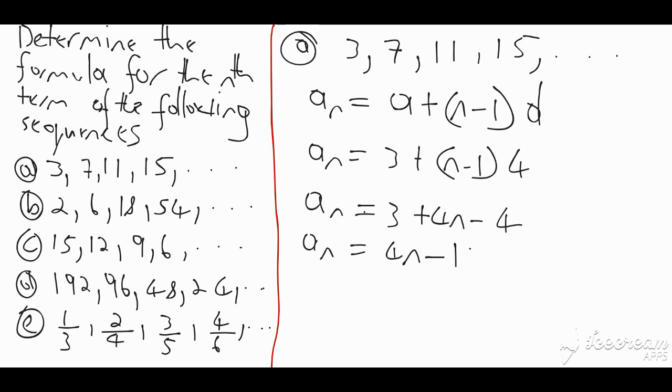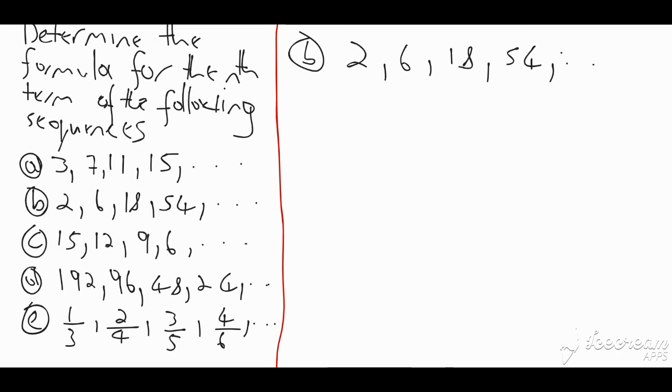Now let us see if it works. Let us see if we can generate the fourth term. If I were to generate the fourth term, it means I would replace n by 4. So I would have a4 equal 4 times 4 minus 1, which is 16 minus 1, which is 15. So we indeed get the fourth term, which is actually 15.